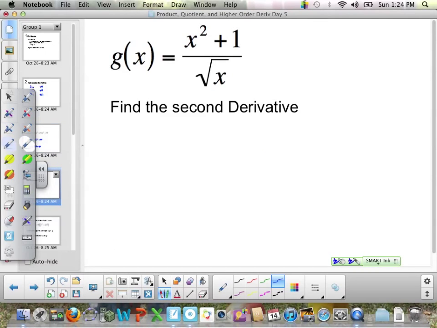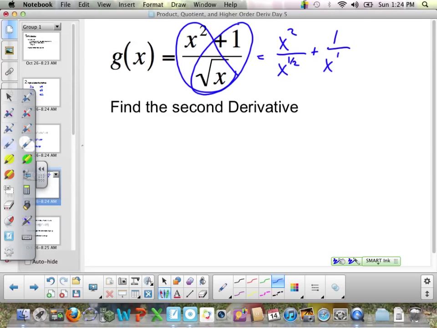Okay, give the second derivative. Now for this problem, it's easier to simplify it. We could use quotient rule on this, but that'll get quite long and messy, and then you're going to have to take the derivative of that. For this, let's treat this as a 2-on-1. All right, think of it as two separate problems. So we can write this as x squared over x to the 1/2 plus 1 over x to the 1/2.